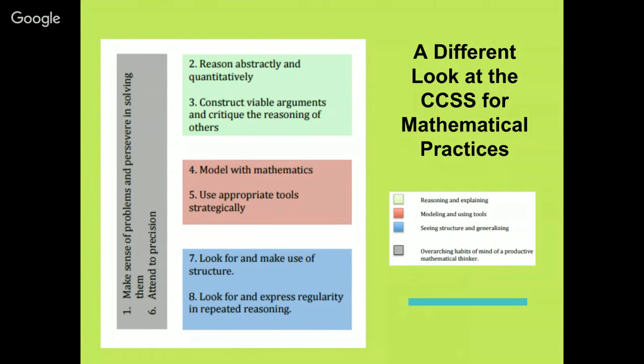Practice number 1 and 6 can be grouped together, and these are overarching habits of mind of a productive math thinker. These are things that all math thinkers do in every problem that they're solving. Then if I look at the green, those are about reasoning and explaining. That's where students have to reason abstractly and quantitatively and construct viable arguments and critique the reasoning of others. Then the math practices in red are about modeling and using tools: modeling with mathematics and using appropriate tools strategically.